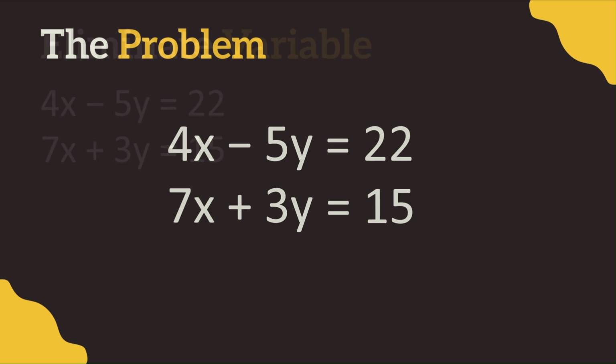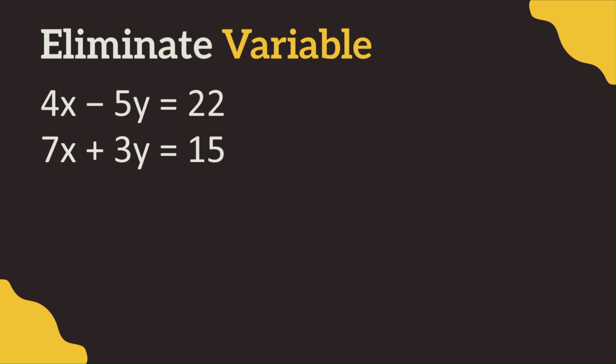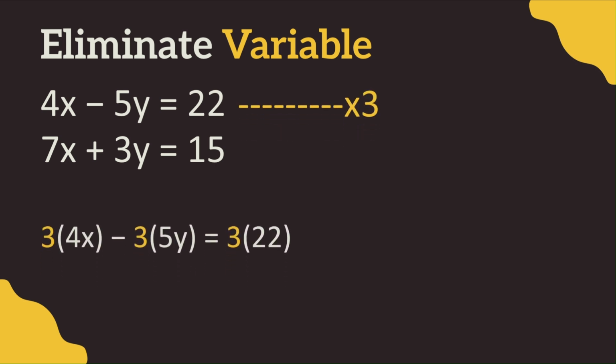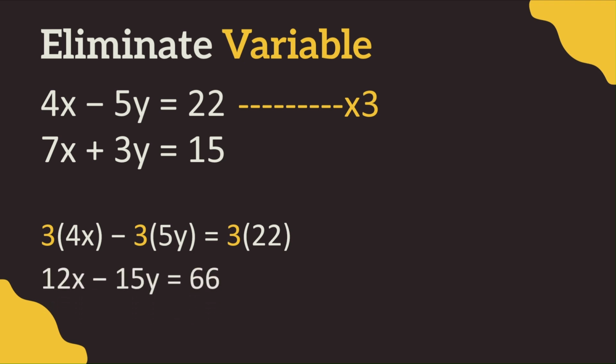Our first step is to eliminate one of the variables. Looking at the coefficients, neither x nor y can be eliminated immediately. I'll choose to eliminate y. The lowest common multiple of 5 and 3 is 15. So, I'll multiply the first equation by 3. Remember, every term in the equation must be multiplied. This gives us 12x minus 15y equals 66.